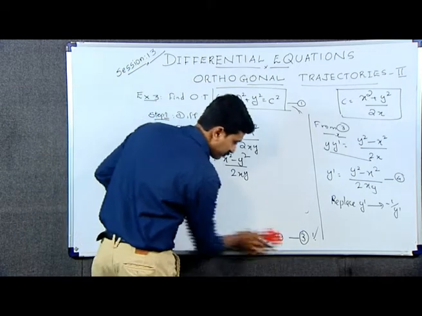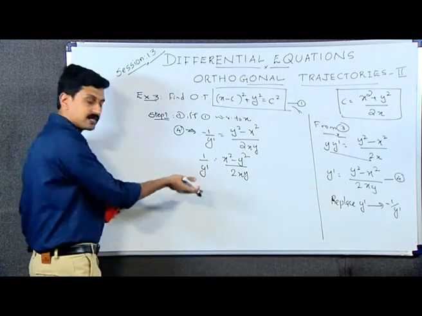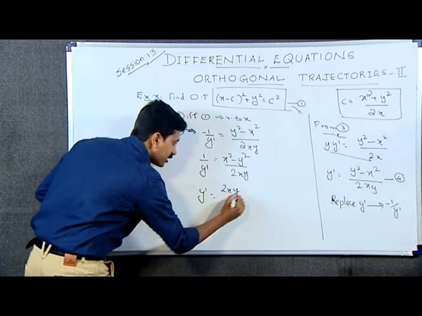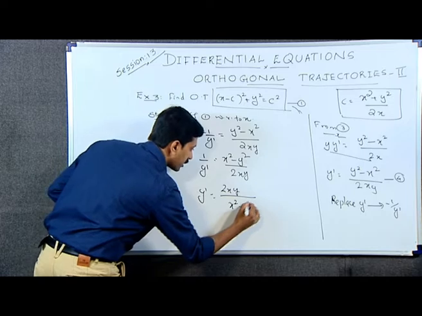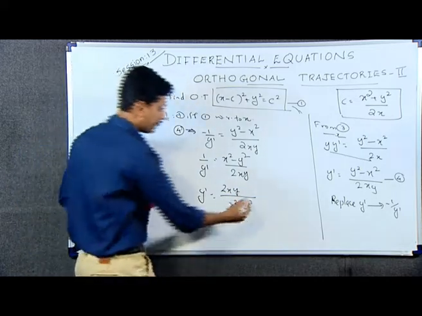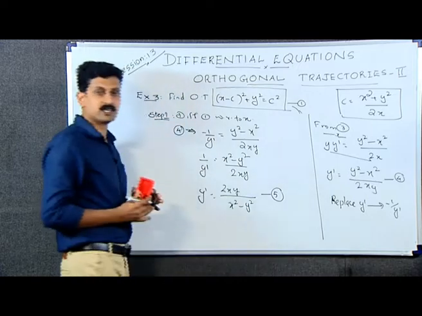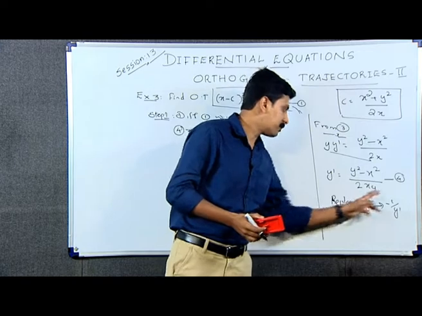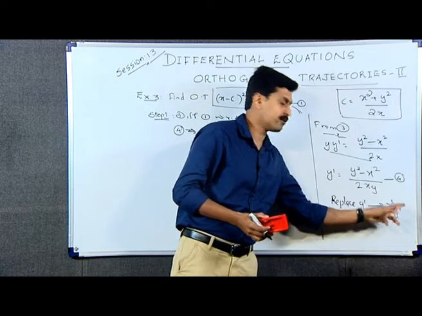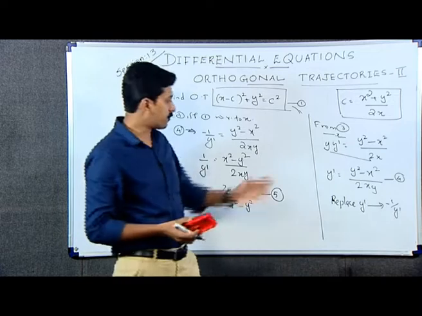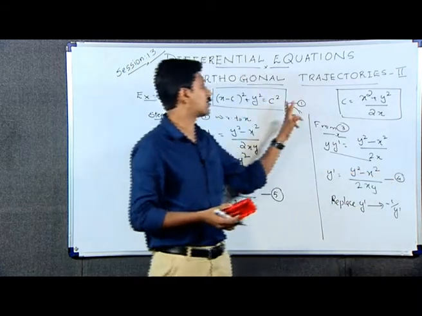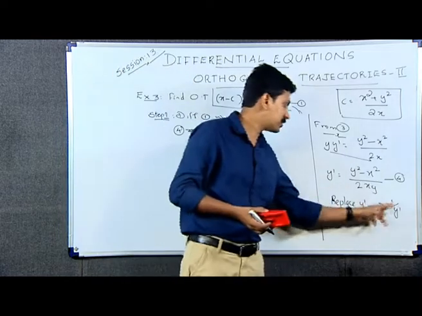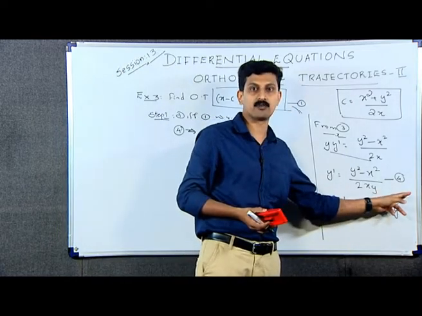Taking the reciprocal, what will happen? While taking the reciprocal, we will have y dash is equal to 2xy divided by x square minus y square. Now, the fifth one is a differential equation. That differential equation we got by replacing y dash as minus 1 by y dash in the fourth equation. So, the fourth equation is the differential equation corresponding to 1. Now, the fifth differential equation we got by replacing y dash with minus 1 by y dash.